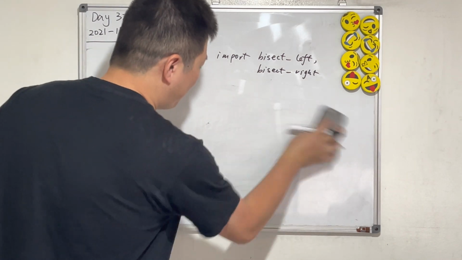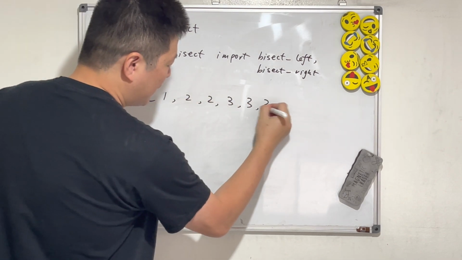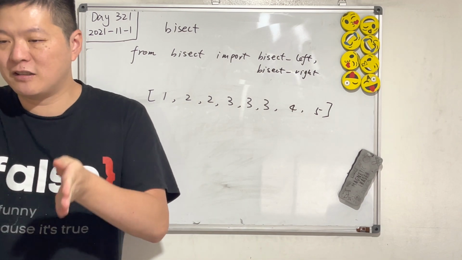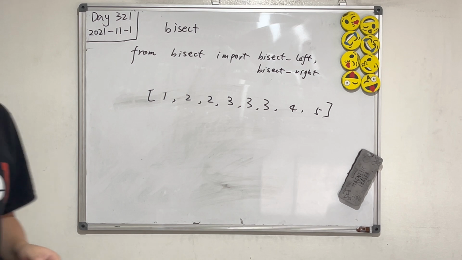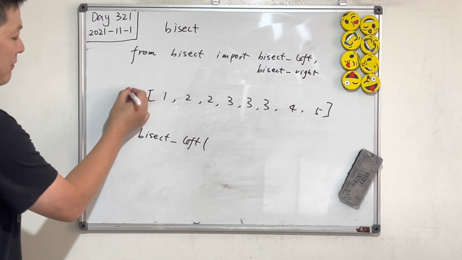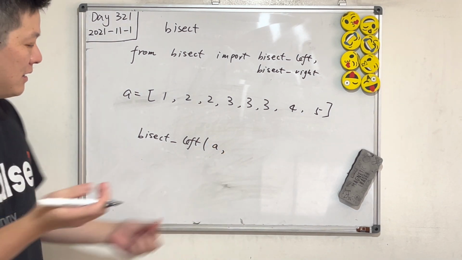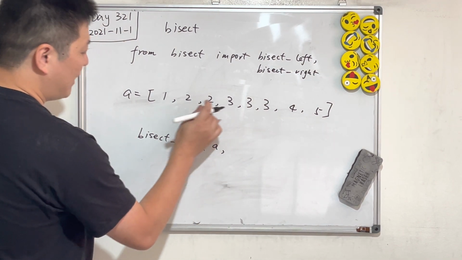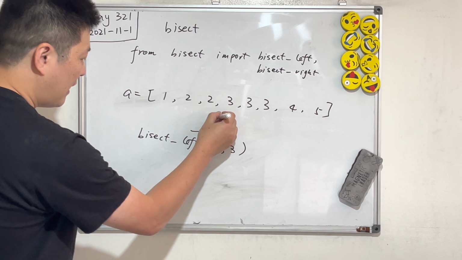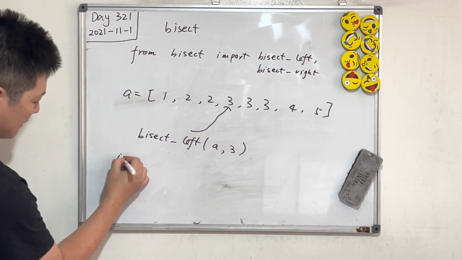So bisect. If I have a sorted array like 1, 2, 2, 3, 3, 3, 4, 5, then bisect_left and bisect_right return an insertion position. The first parameter is the list, and the second parameter is the number x. Let's say x equals 3. It will return a position, an insertion point.